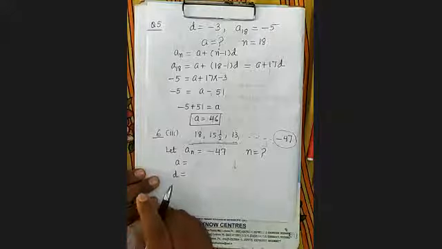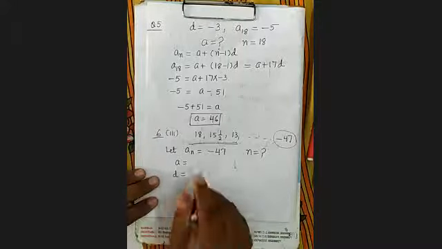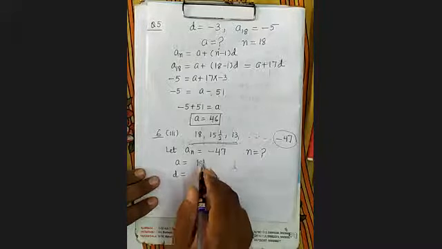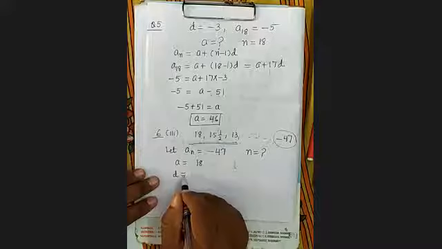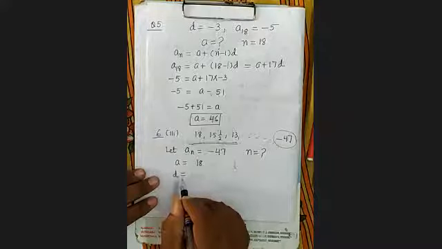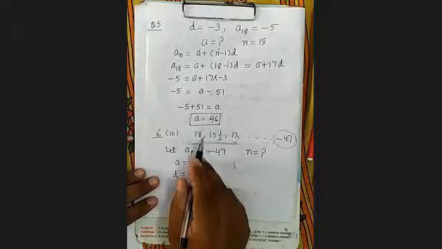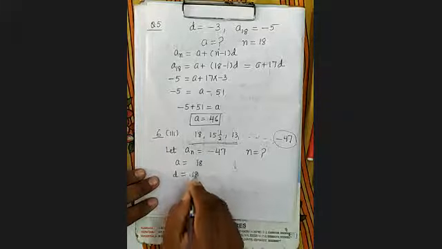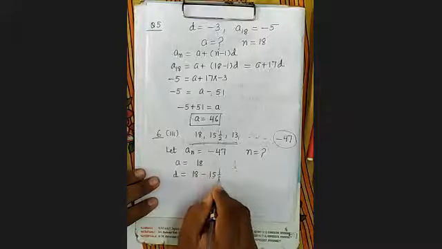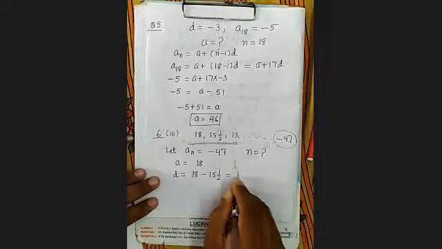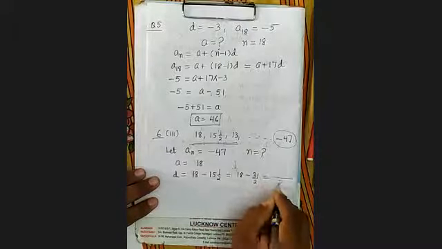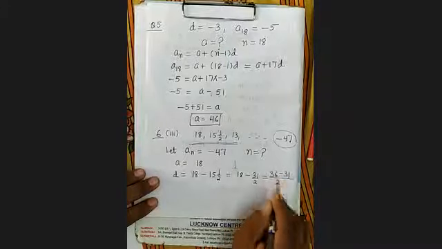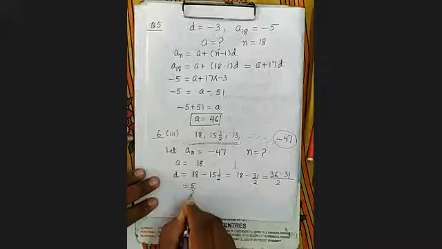Sir, 18. 18. Now what is D here? What is D? 18 minus 15 and a half. So this you can write 18 minus 31 upon 2, that is 36 minus 31 upon 2. So it is equal to 5 upon 2.